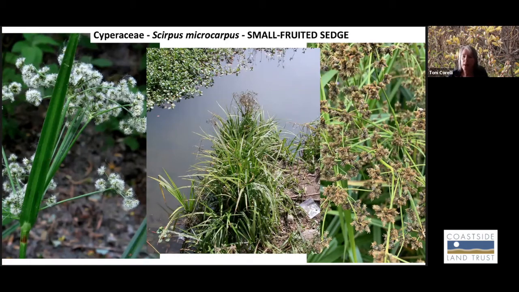Small-flowered sedge is in the Cyperaceae family, the sedge family. Many members of the sedge family throughout the world are wetland indicators. Small-fruited sedge is a herbaceous perennial that spreads by underground rhizomes, forming clumps where the plant grows. The inflorescence is branched and the flowers are in head-like clusters. The photo on the right shows the flowers, what they look like when they are going to seed.